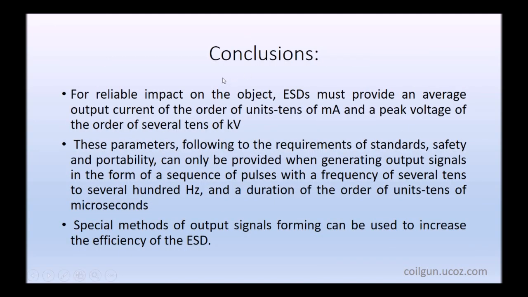Okay, let's go to conclusions, because our video is too long already. For reliable impact on the object, electroshockers must provide an average output current on the order of units or tens of milliamperes, and a peak voltage of the order of several tens of kilovolts. These parameters, following the requirements of standards, safety and portability, can only be provided when generating output signals in the form of a sequence of pulses with a frequency of several tens to several hundred Hz and duration of the order of units or tens of microseconds. Better to have hundreds of microseconds, as we saw.